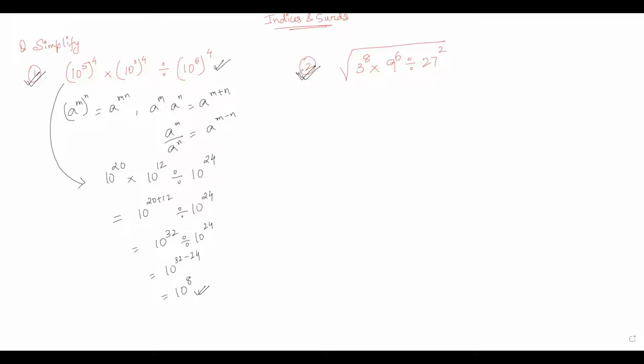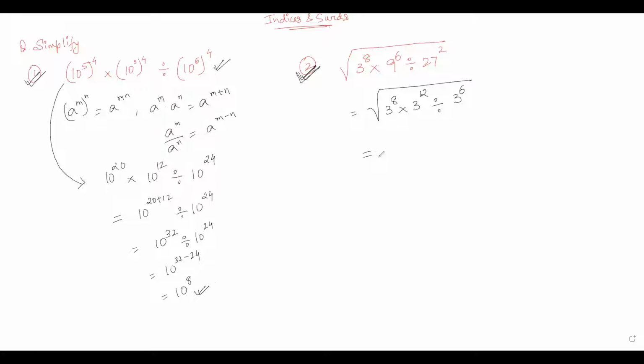Now, if we come to this expression, and if we again apply the rules of indices, in that case, this will be 3 raised to power 8 times 9 can be written as 3 square, and there is a power 6. So this will become 3 raised to power 2 into 6, that is 12, divided by 27 square. Now 27 can be written as 3 cube, and there is a power 2. So this will become 3 raised to power 3 into 2, that is 6. And there is an under root.